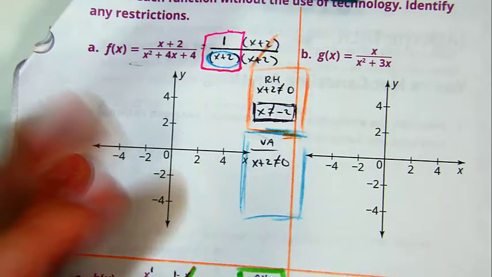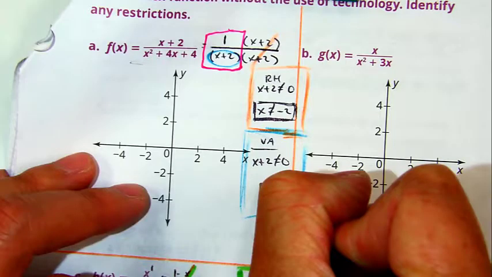And Trisha, your answer? x is not equal to -2. Thank you. Nathan?